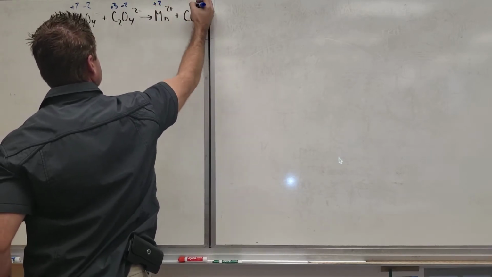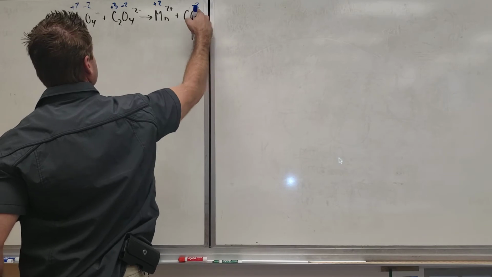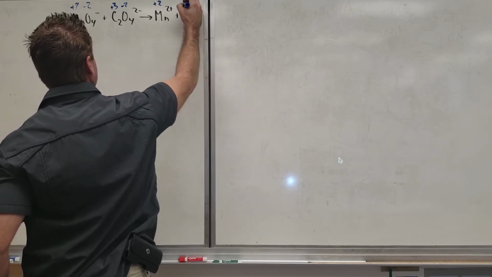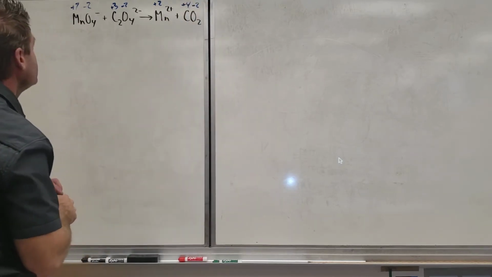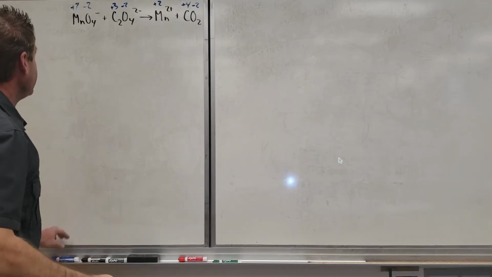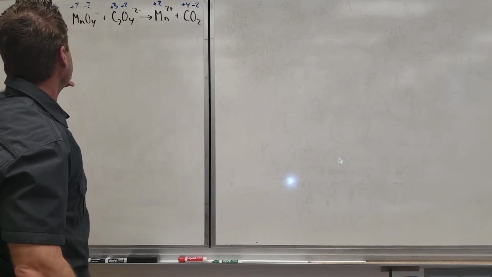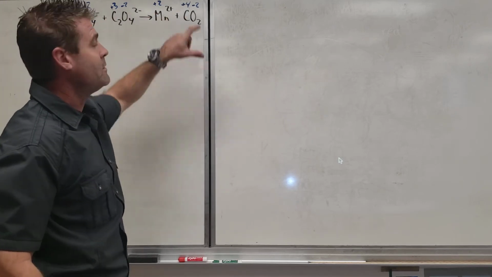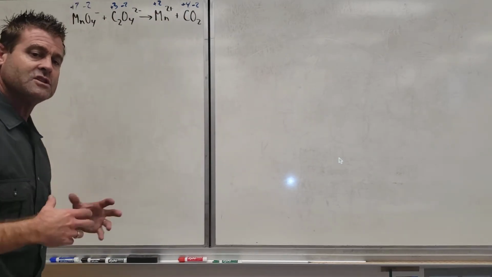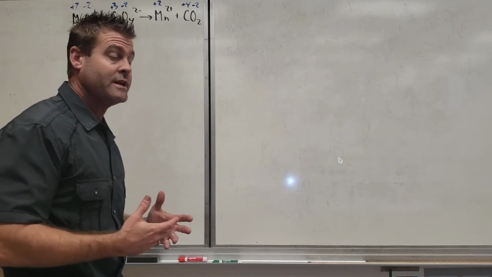And then this one, oxygen is -2, I have 2 of them, and if it's neutral, that must mean the carbon is +4. So anyway, what we definitely see is the manganese is going from a +7 to a +2, and the carbon is going from a +3 to a +4. So obviously there's a change in oxidation numbers, indicating this is a redox reaction.